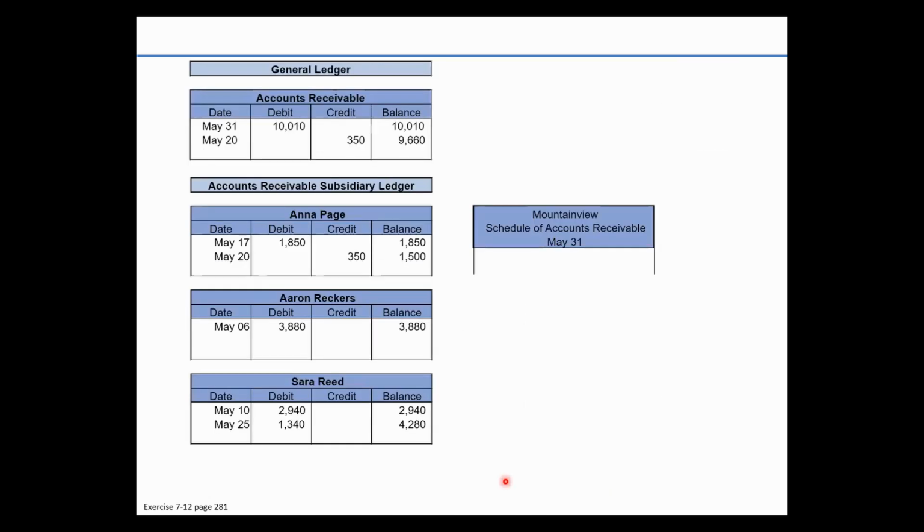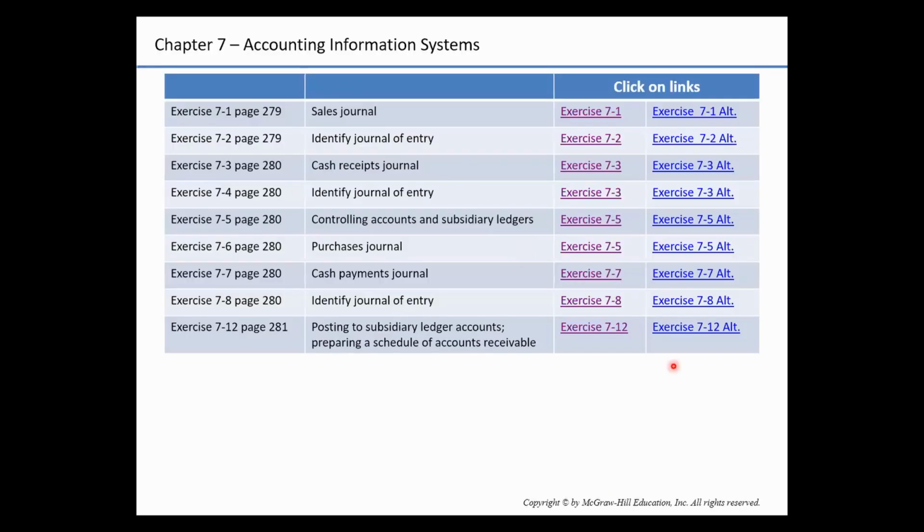So now we'll create the Mountain View schedule of accounts receivable. We'll list out each of our customers and the amount that they owe us. And then we add them up. It comes out to $9,660, and we see that that matched what was there previously.